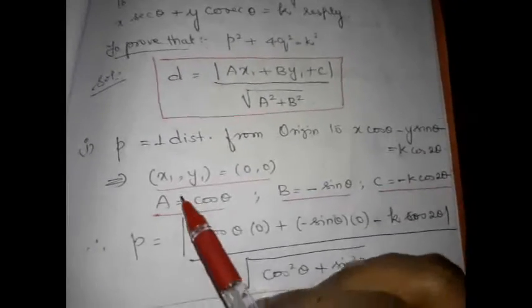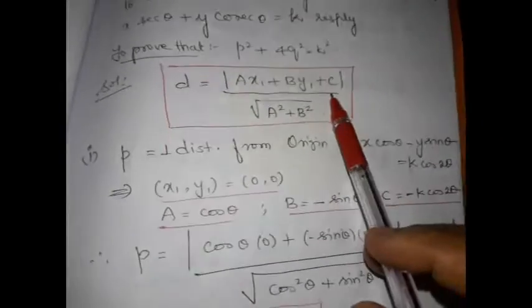Right? You understood why it is minus, because our general equation is ax plus by plus c equal to 0. Here we have equal to constant. So bring it to the other side, it will become minus. So the value of c is minus k cos 2 theta. Now we identified what is the value of a, b, c and x1, y1. Now substitute in the formula.